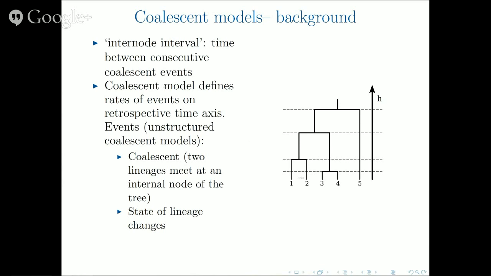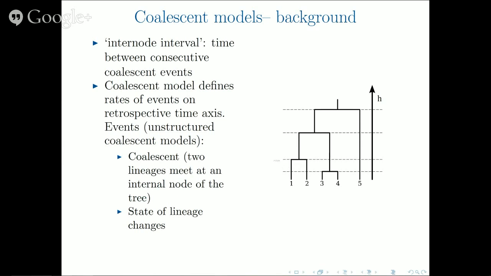So coalescent models are mathematical models for genealogies, and the most simple coalescent model defines the rates that different events can happen, especially the rate that a coalescent event can happen. So, for example, the rate that branch 1 and 2 will coalesce at a common ancestor. The time between consecutive coalescent events is called the internode interval, and the most simple coalescent models connect the observed internode intervals in a genealogy to a model of the demographic process.